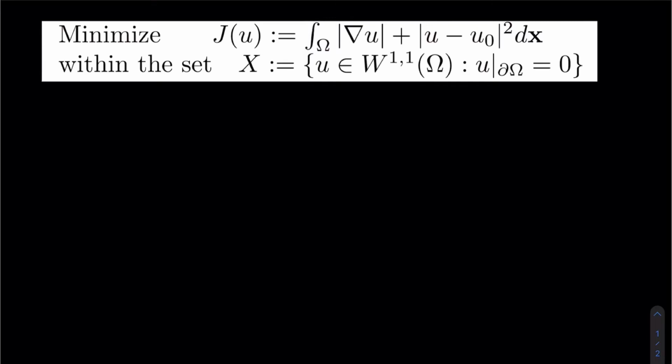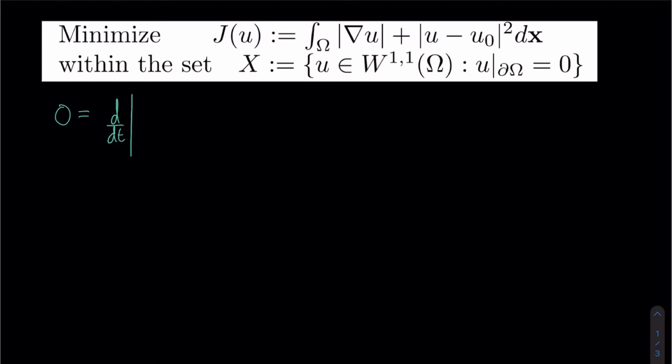Our next problem is going to be very similar to what we solved in the previous video. But now, instead of having the square term in our gradient, we only have the absolute value. And this is going to be a bit trickier than before. But anyway, let's do what we did before.